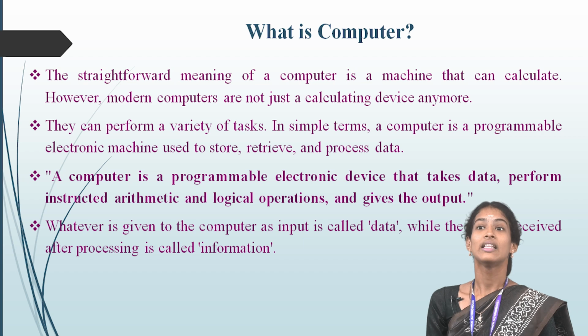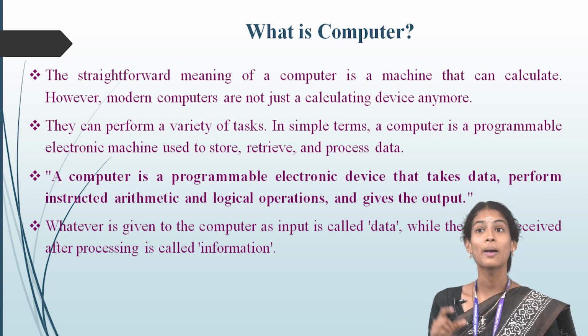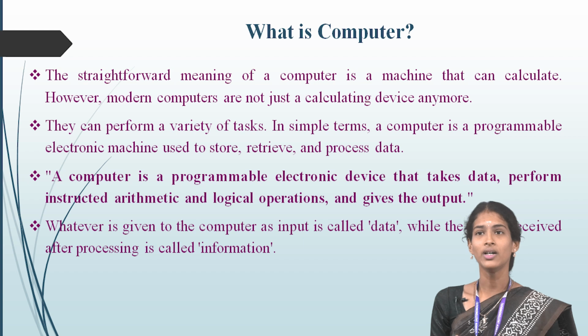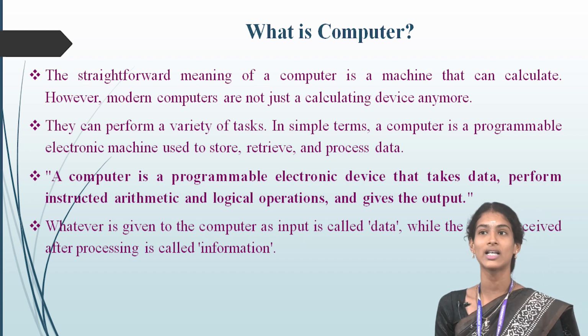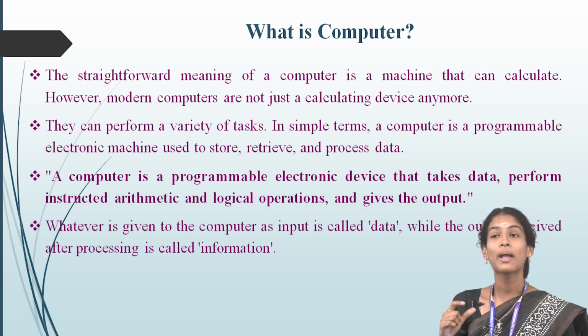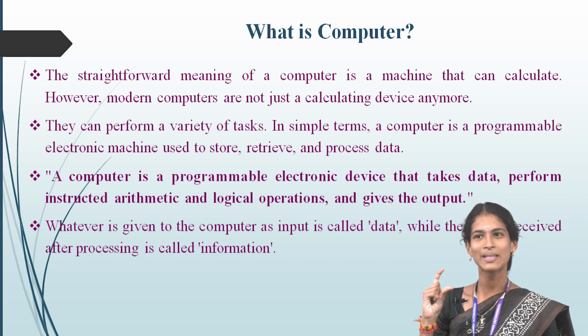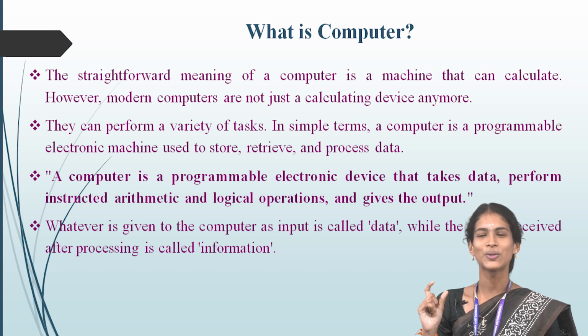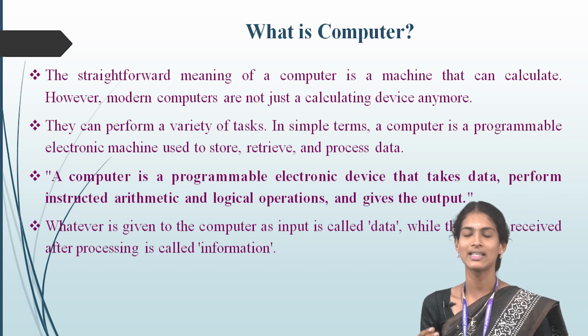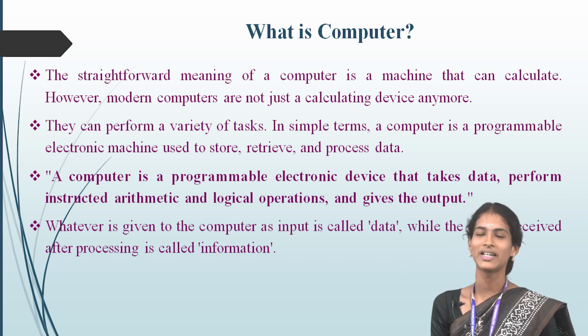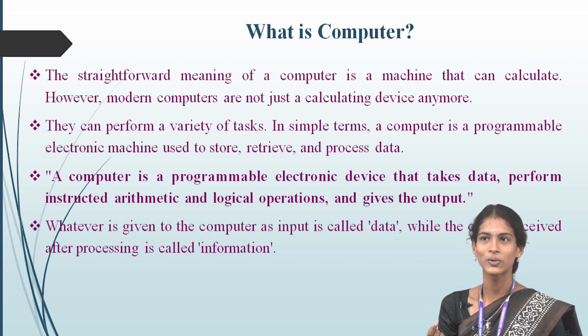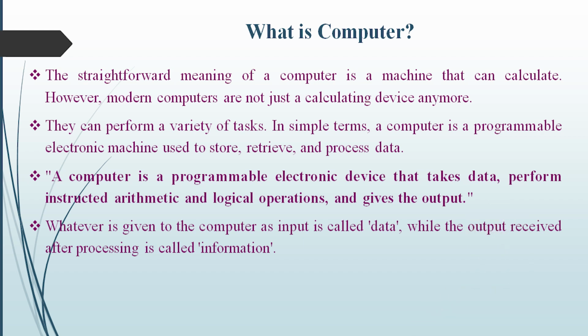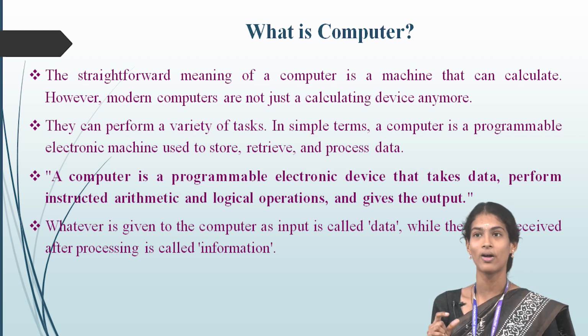What is a computer? The straightforward meaning of computer is a machine that can calculate. However, modern computers are not just calculating devices anymore. They can perform a variety of tasks. In simple terms, it is a machine used to store, retrieve, and process data. According to the definition, a computer is a programmable electronic device that takes data, performs instructed arithmetic and logical operations, and gives the output. Whatever is given to the computer as input is called the data, while the output received after processing is called the information.